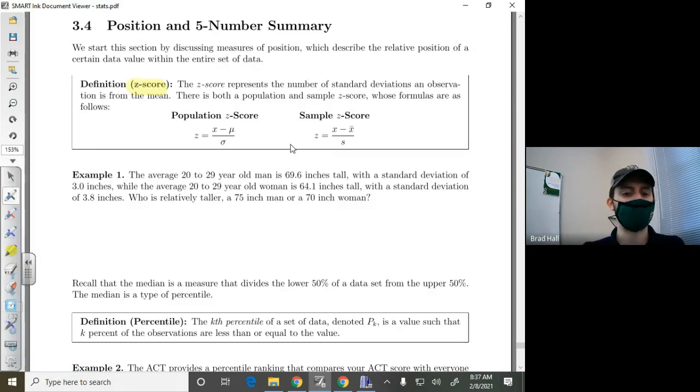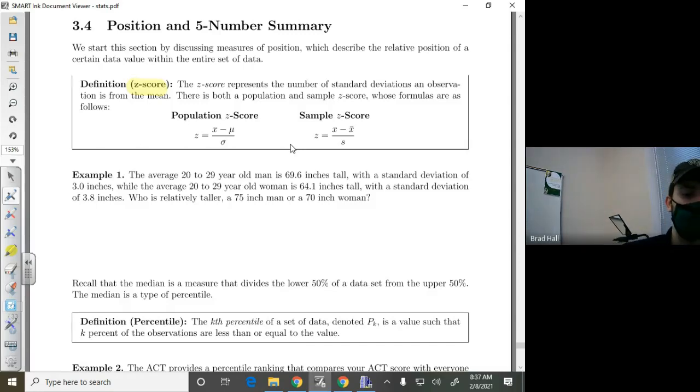Would a 75-inch man be relatively taller in his category of other men compared to a 70-inch woman in that comparison? And that's what standard deviations allow us to see. The book explains it as it allows you to compare apples to oranges. I think that's a good way of summarizing it. You can sort of quantify a spread of data by using z-scores.